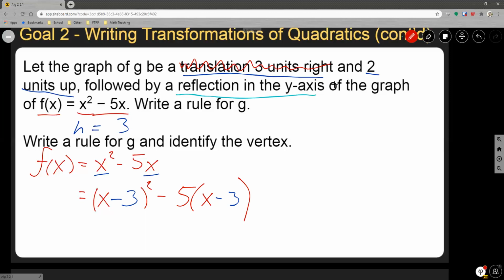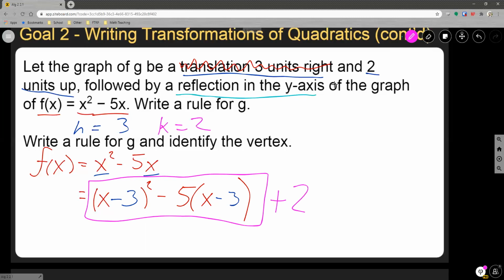But I also have to translate 2 units up. 2 units up is easy though. I just tack that on to the entire function. Right now my entire function is all of this. So I'm just going to add 2 units for my k value to the very end of the function. I'll get rid of this box because it's getting in the way. So now my function is x minus 3 squared minus 5 times x minus 3 plus 2.